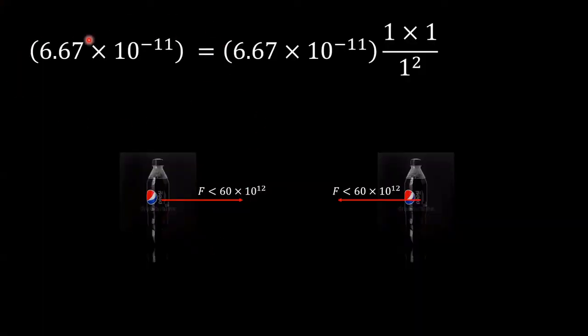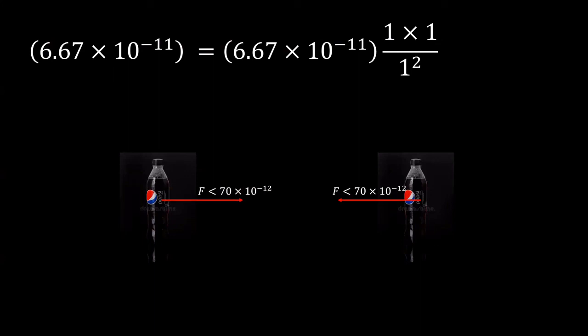Here it is. If you could measure the force of attraction between 2 Pepsi bottles 1 meter apart, you would find the force of attraction between them, this is totally backwards. This says 10 to the 12th. It should say negative 12th. So let me fix that and get back to you.